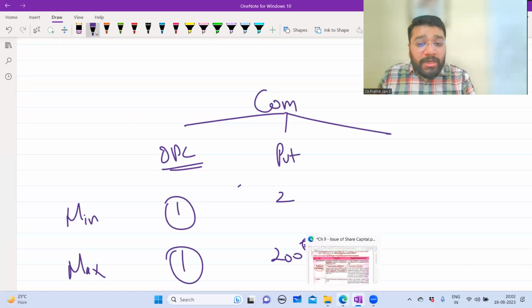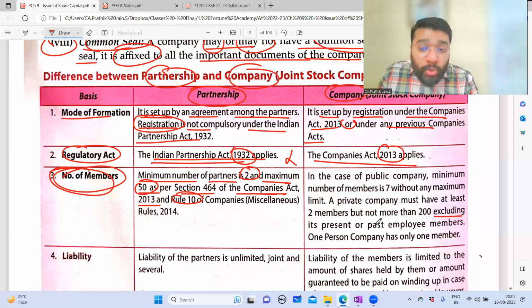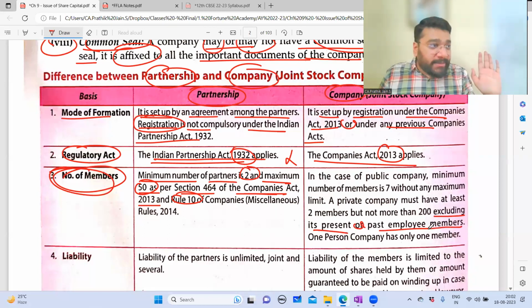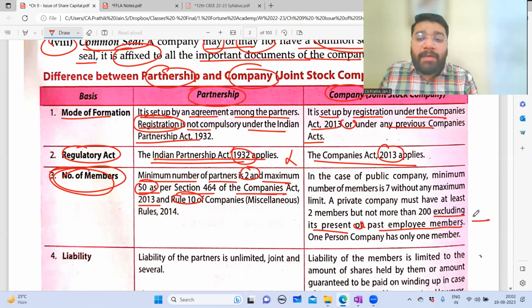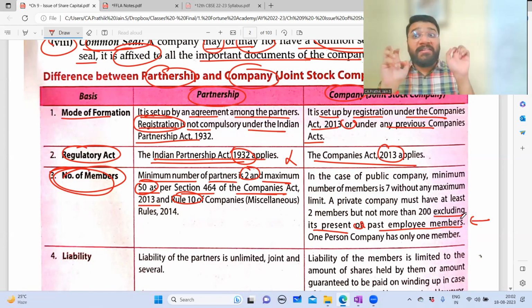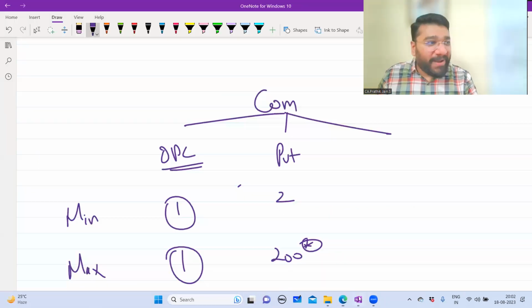Subject to terms and conditions. What are the terms and conditions? 200 excluding its present or past employee members. Now this point you will not understand. Next class I'll be discussing private limited company. That time I'll give you a couple of examples to make you understand this concept. And all those who have said that I've studied this in BST 11th standard, I will shoot the question to all of you. So be prepared.